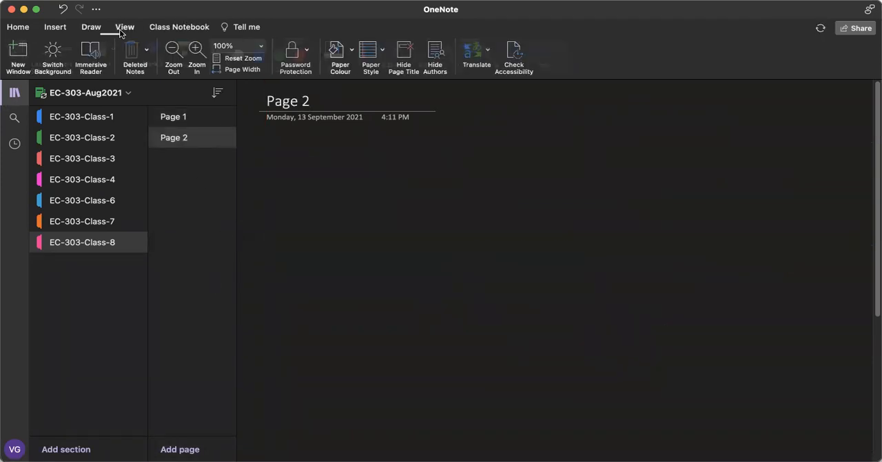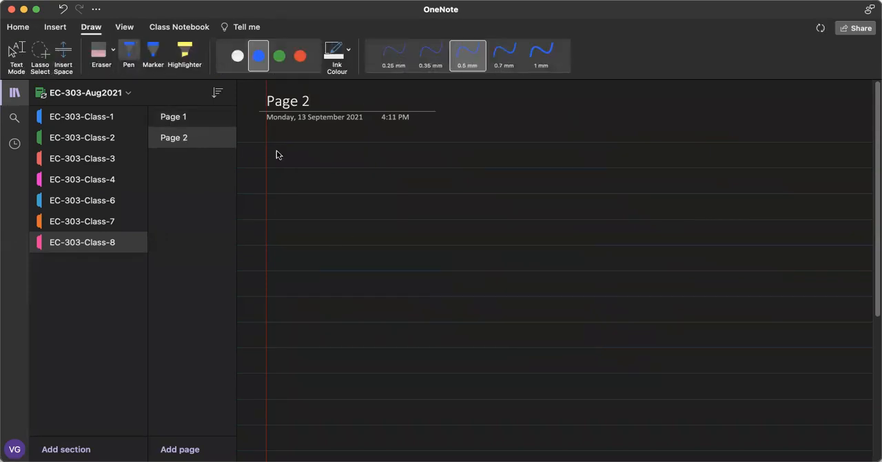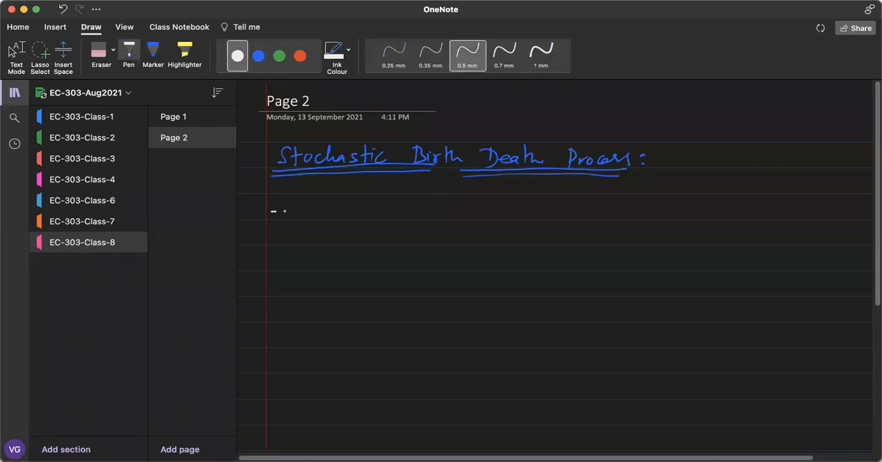So let's do that with an example. An example of a stochastic birth-death process. There are many ways of doing this; there is no one way of doing it. So I'm going to present one such example. I'm going to describe a model called the contact process.